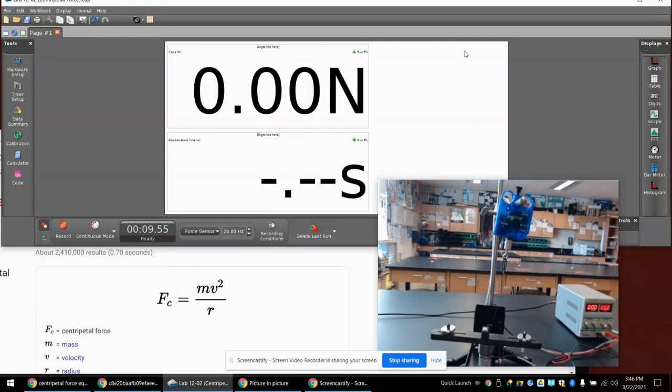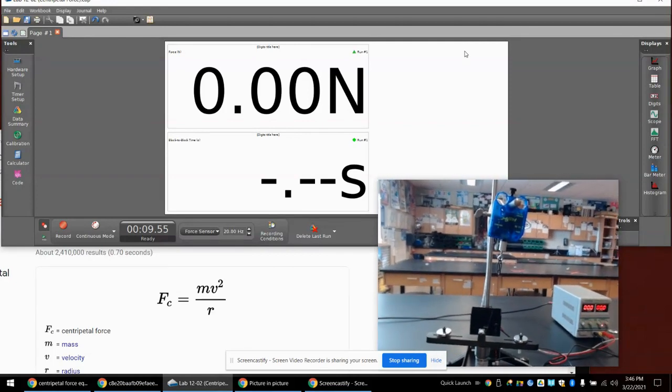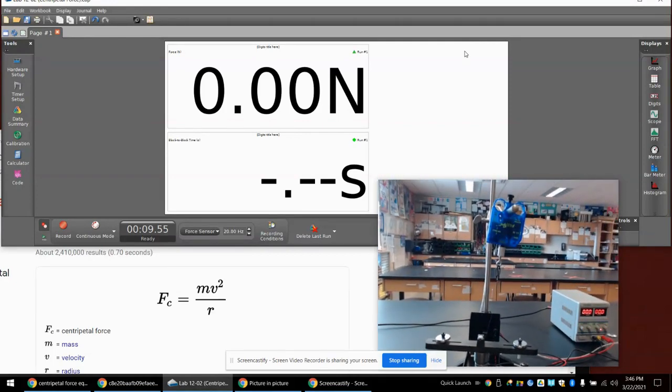So you can see here that we have a force sensor attached to a thread. That thread is going down underneath a pulley to this rod here. This rod is attached to a motor and is going to spin. This is a movable mass. So what we're going to look at is how this mass affects the force, or how much force is required to keep this mass in its circular path.